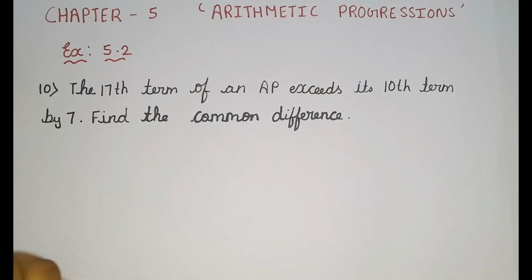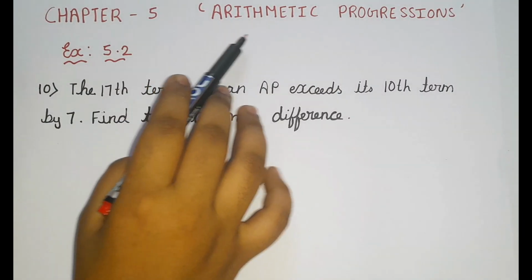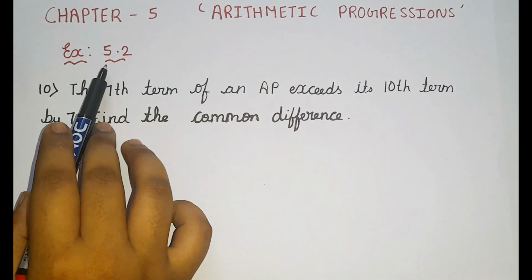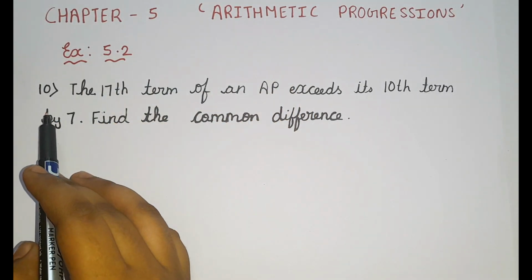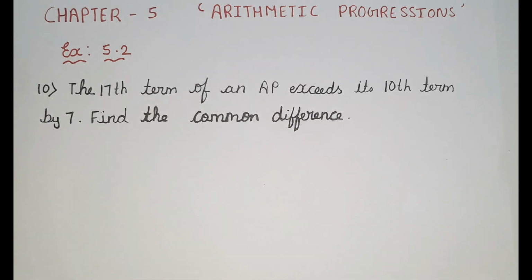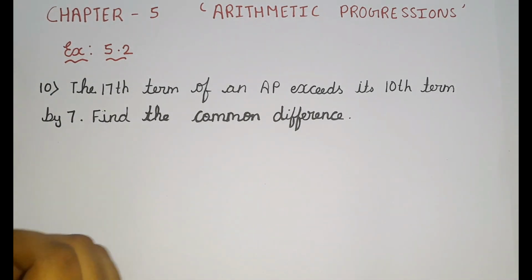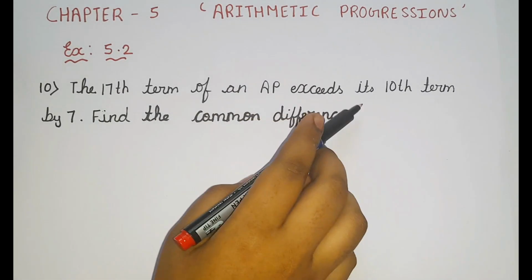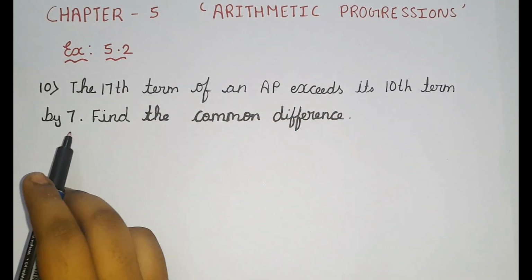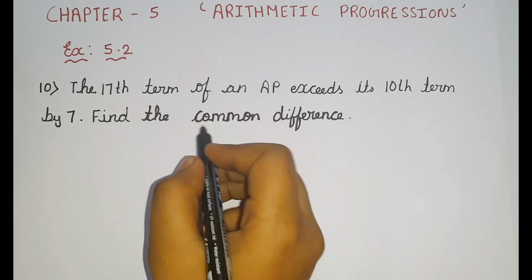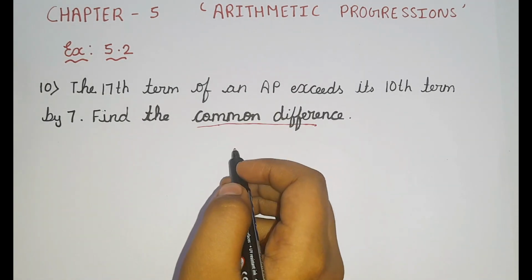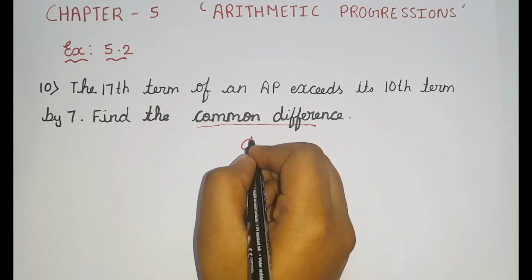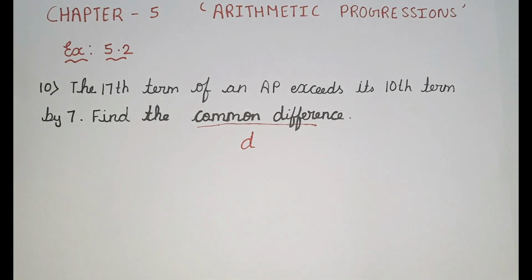Today we are going to be learning Chapter 5 Arithmetic Progressions, Exercise 5.2, 10th question. Alright, now let's read the question. So the question is, the 17th term of an AP exceeds its 10th term by 7. Find the common difference. So here we are supposed to find the common difference. Common difference means D. Okay, it is represented as D.